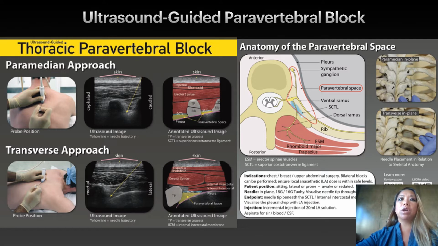And the superior costal transverse ligament or the internal intercostal membrane at that point can be seen as a shorter hyperechoic line connecting the transverse process and the pleura. And you want to get the needle tip below that for injection of local anesthetic. If your needle is in the right place, doesn't matter which view, you will see a downward or anterior displacement of the hyperechoic pleural line with local injection.